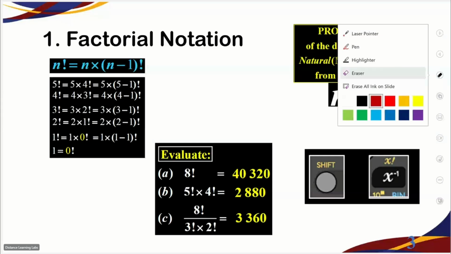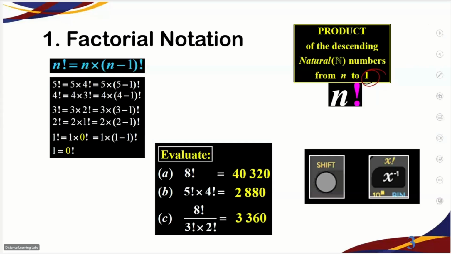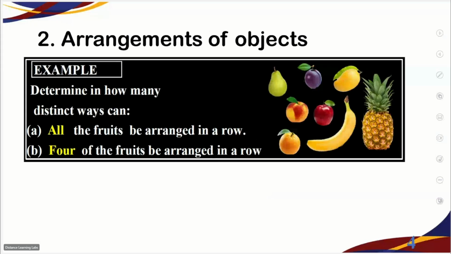Okay, I think I'll have this as our first example, which says arrangement of objects. The total number of objects that we have in this case, we have 8 fruits, if I counted them correctly. The first example says, determine how many ways can all the fruits be arranged in a row.